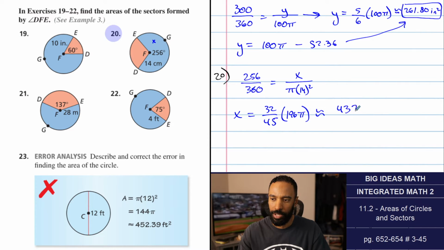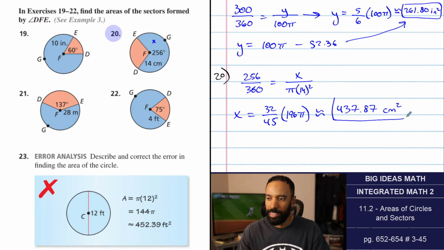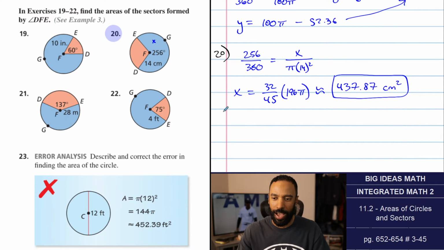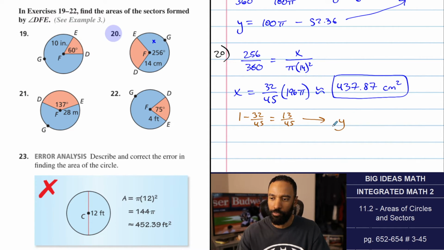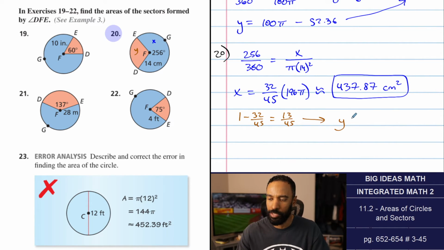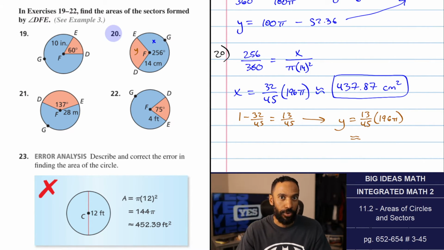437.868, so 437.87 square centimeters. Now to find the next one, that salmon color one I was going for before, 1 minus 32 over 45 is 13 over 45. So this time we're going to find y, the area of this part, just by doing 13/45 of 196 pi. It's the other part of the area of the overall circle. The other angle must have been 104 degrees, but that's what it reduces to, 13/45.